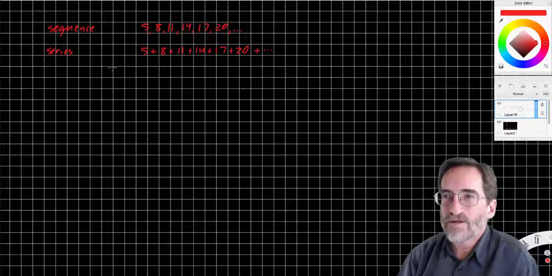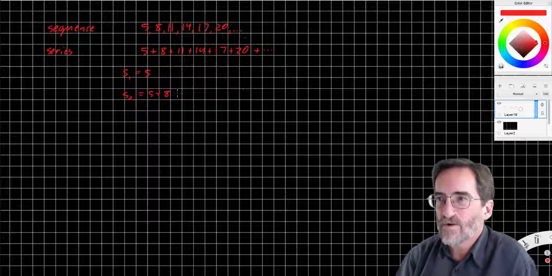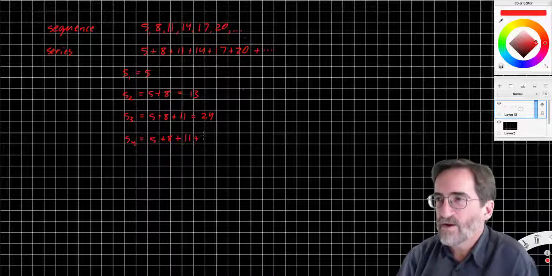Okay, but let's say I'm dealing with the arithmetic sequence shown here. And I'm going to find the first sums. The sum of the first term is 5. Really simple. The sum of the first two terms is 5 plus 8. We'll call that S2, which is 13. The sum of the first three terms is 5 plus 8 plus 11, which is 13 plus 11, which is 24. The sum of the first four terms of the series is 5 plus 8 plus 11 plus 14, which is 24 plus 14, which is 38, and so on and so forth.